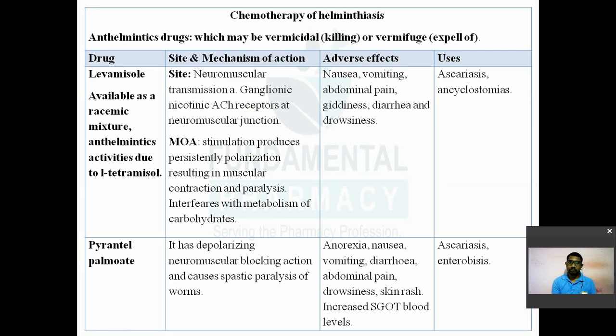So that is how levamisole will act as a vermifuge, not a vermicide. So it is a vermifuge. It will block the neuromuscular transmission in the worms, particularly acting on the ganglionic nicotinic acetylcholine receptor at the neuromuscular junction. The mechanism is that it will stimulate the acetylcholine receptor and produce persistent depolarization, that is known as hyperpolarization. Okay, so persistent hyperpolarization resulting in muscular contraction and paralysis of the muscle of worms. It also interferes with the metabolism of carbohydrate. That's how it will remove the worms from your intestine.